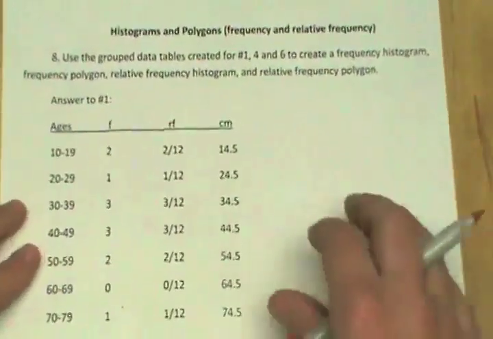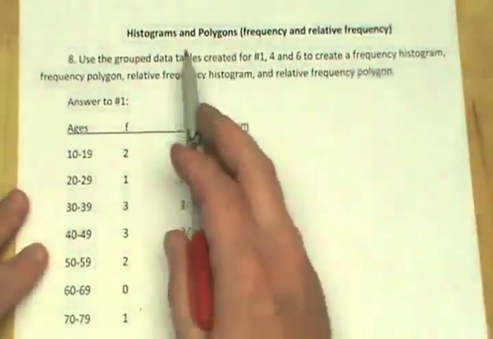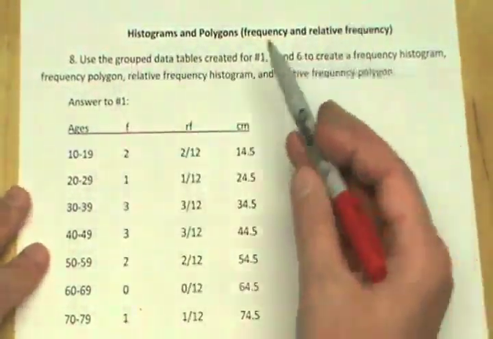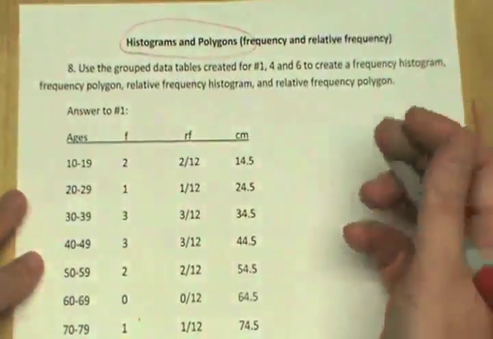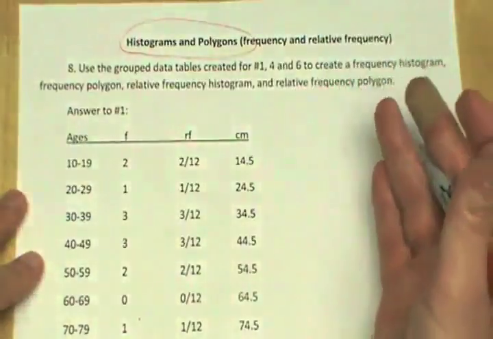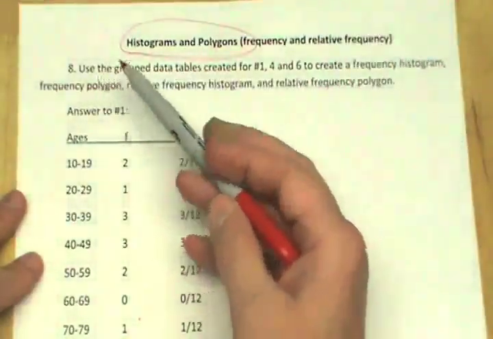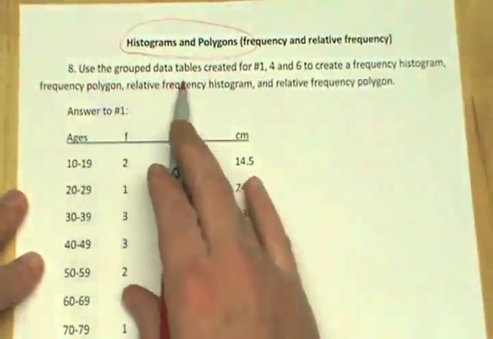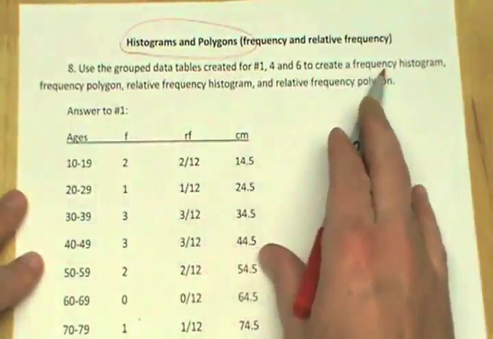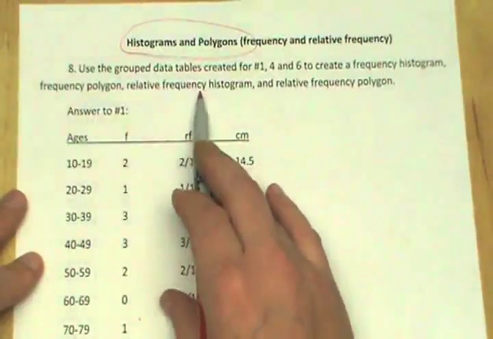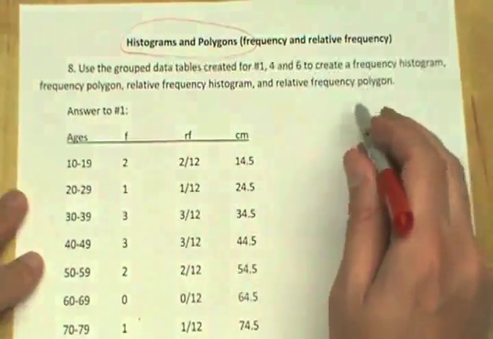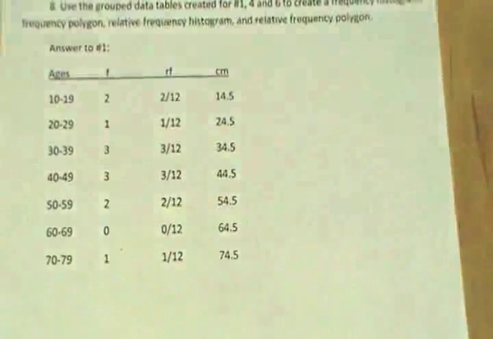All right. So a little summary of what we've done so far. This was one that we did earlier. So histograms and polygons. We want to create a histogram and a polygon now from these group data tables. So the first thing you do is group data table. From the group data table, you can create a histogram or a polygon. So we did this one earlier. So using the group data tables created for number 1 and 4 and 6, we want to create a frequency histogram, and then we want to do a frequency polygon, a relative frequency histogram, and a relative frequency polygon. All right, sounds good. So this was number 1 that we did earlier.